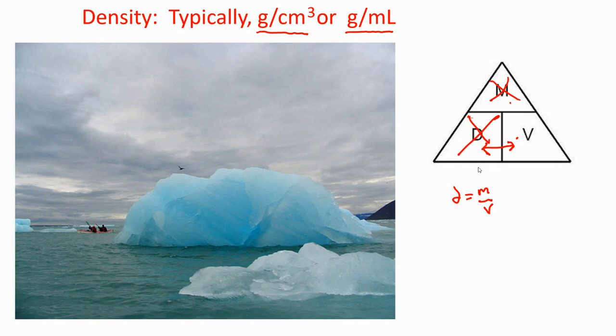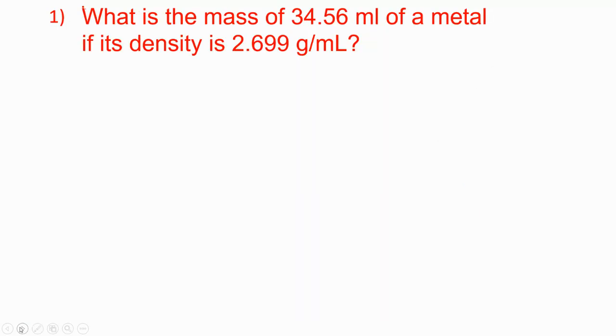By the way, I said density is an intensive property. What that means is it does not change depending on how much of the particular substance you have. An ounce of gold will have the same density as a pound of gold. A pound of gold will have the same density as a kilogram of gold. So it's a good way of identifying a particular substance. Anyway, on to our first problem.